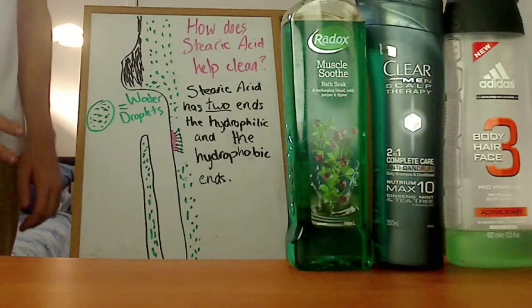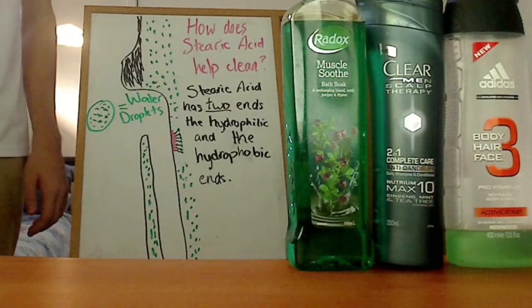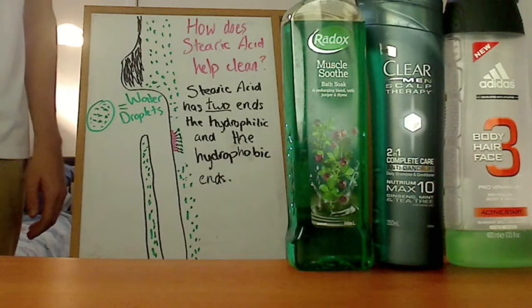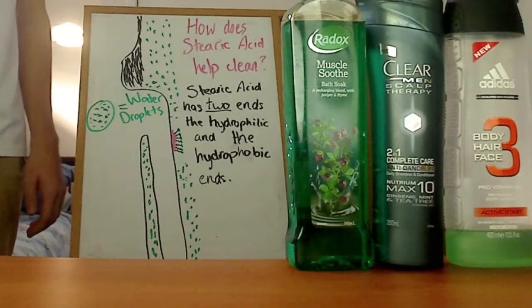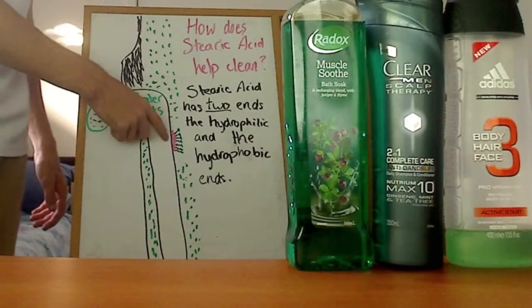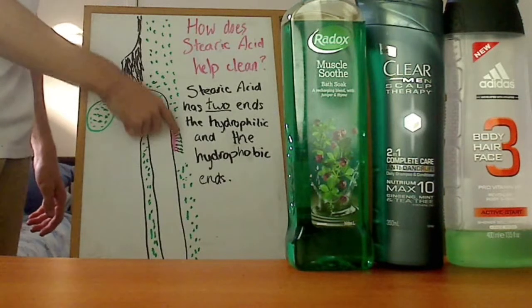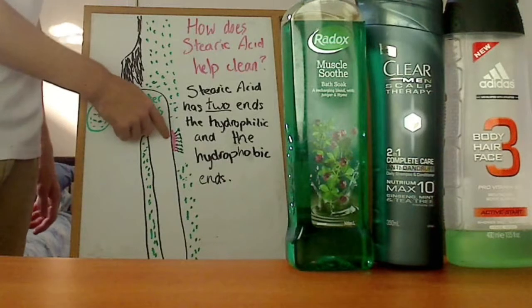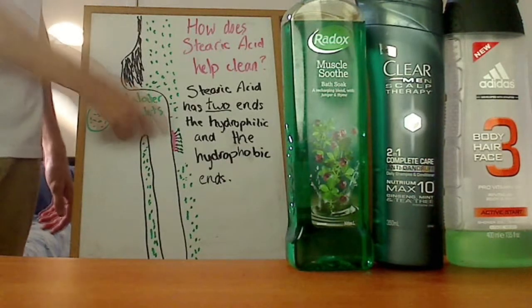Stearic acid has two ends, the hydrophobic and the hydrophilic. The hydrophobic end, as the name suggests, stays away from water, whereas the hydrophilic likes to attach to water. Within this diagram, the hydrophilic end is attached to the water droplets, represented as green, and the hydrophobic end is connected to the dirt, represented as red.